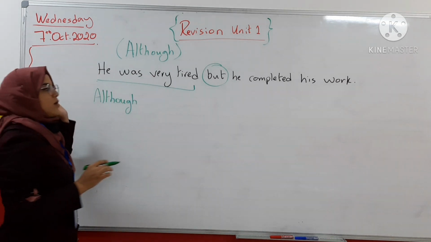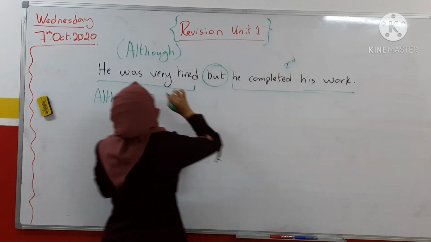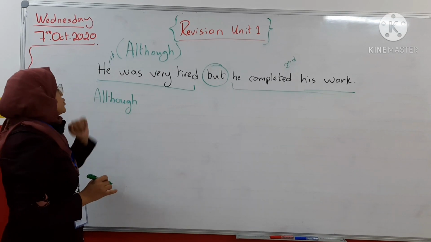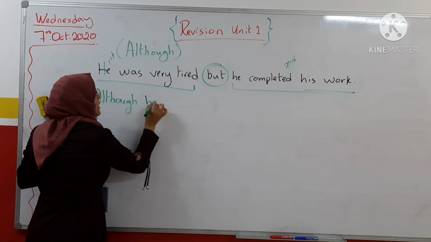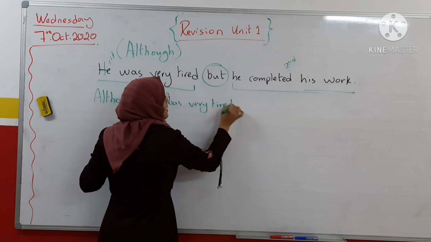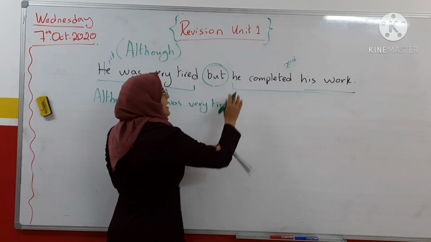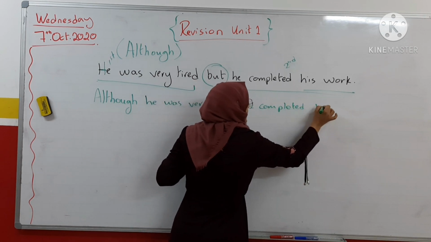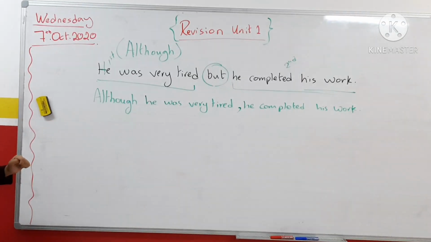Everything before but is the first clause. Everything after but is the second clause. Okay, this is the first. After also I write the first clause, the first part of the sentence. Instead of the capital H here, I write it small: also he was very tired. I change but to a comma. Okay, the second clause I write as it is: he completed his work. Is it clear?